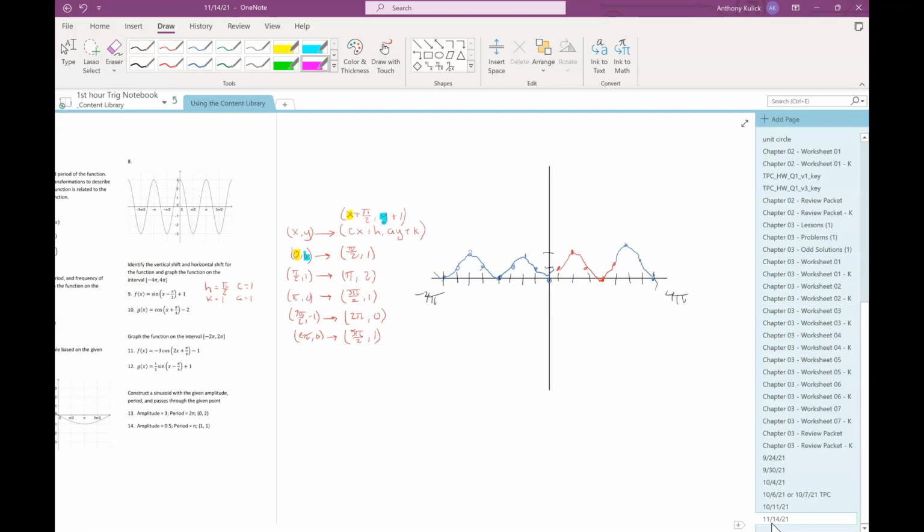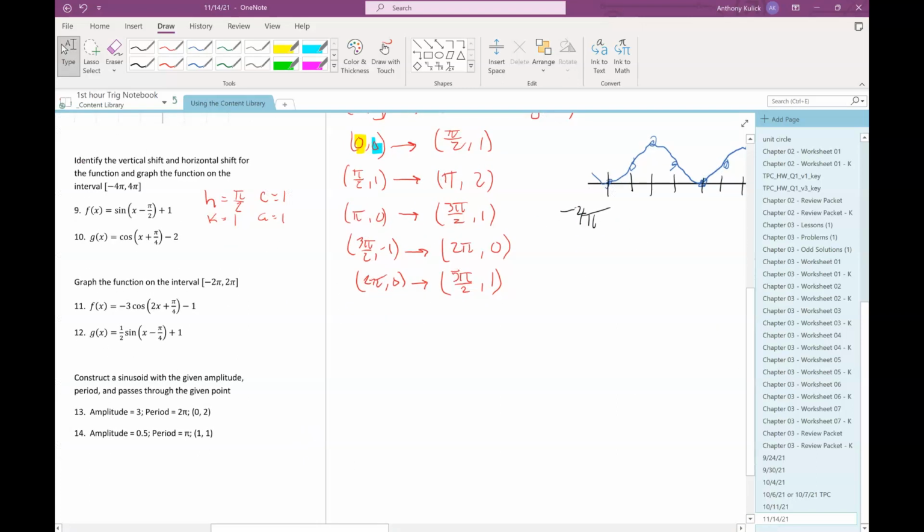Who's next? Landon? From the same page? Yeah. Okay. So same idea. I'm going to just start by identifying my values for A, C, H, and K.